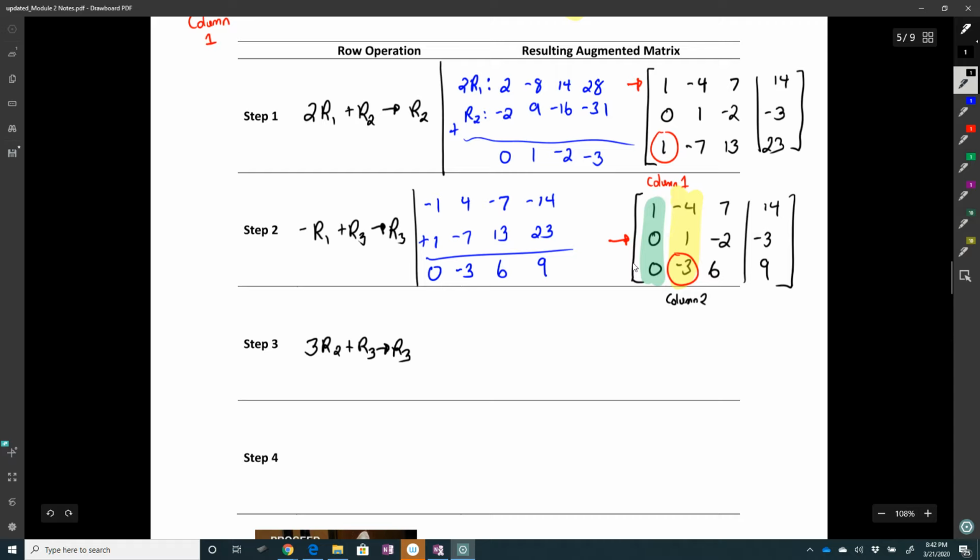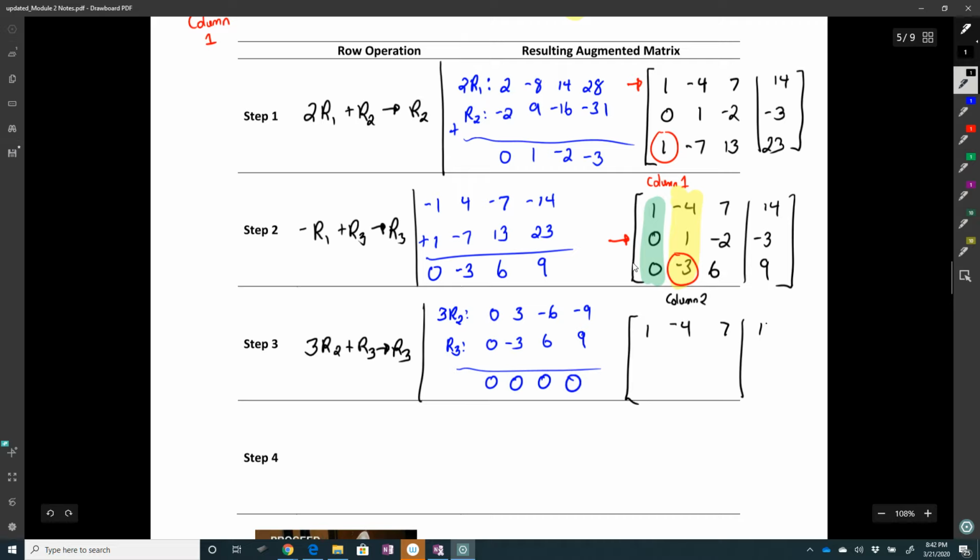So 3 row 2 is just 0, 3, negative 6. 3 times 3 is negative 9. And row 3 is 0, negative 3, positive 6, and 9. Add them up. Notice that everything cancels out, all zeros. So my matrix is 1, negative 4, 7, 14, 0, 1, negative 2, negative 3, 0, 0, 0, 0.